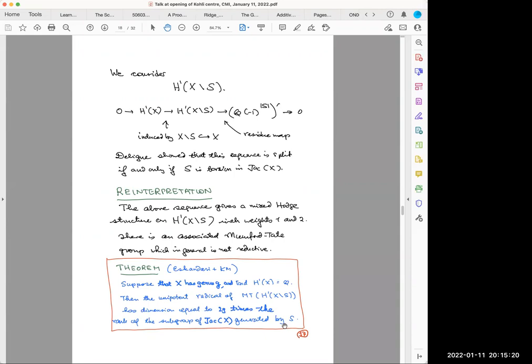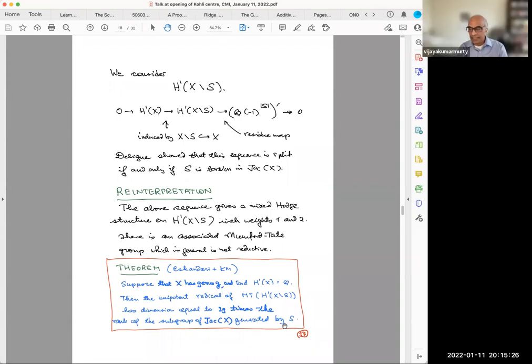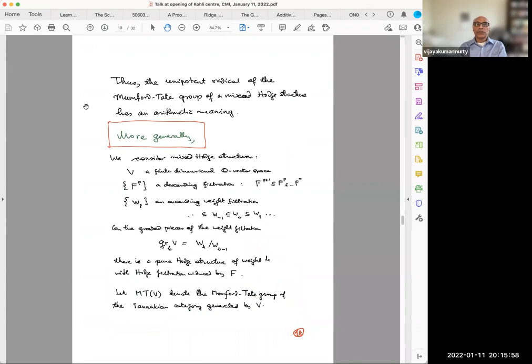So this is an interpretation. The unipotence comes because it's a mixed Hodge structure, not a pure Hodge structure. Exactly. So the unipotent radical has an interpretation here as, up to this multiple 2g, the rank of the subgroup generated by S. So in the case of the modular curve and S being the set of cusps, when Manin and Drinfeld tell you that this rank is zero, it means the sequence splits, that the unipotent radical is zero. Okay, but you can prove that directly too. So the unipotent radical of the Mumford-Tate group of the mixed Hodge structure has an arithmetic meaning.